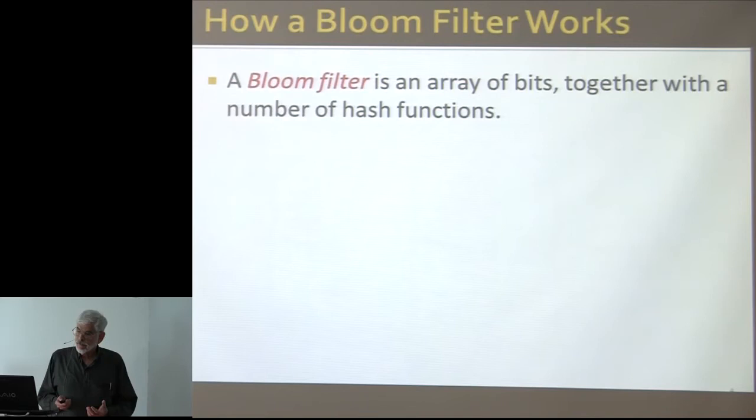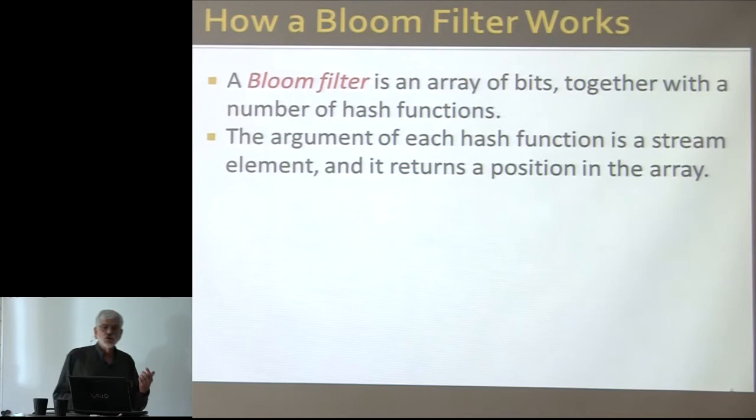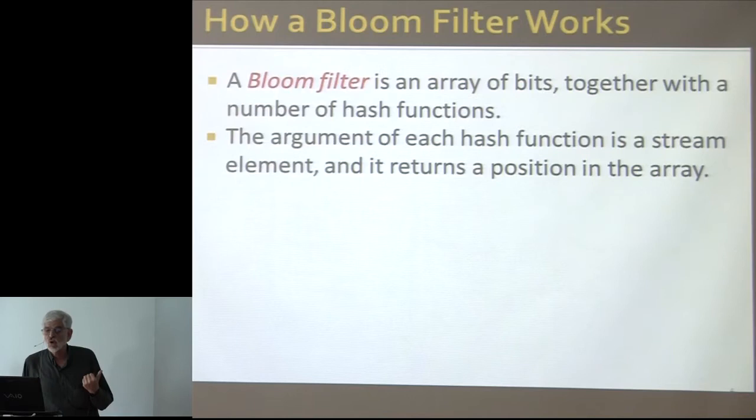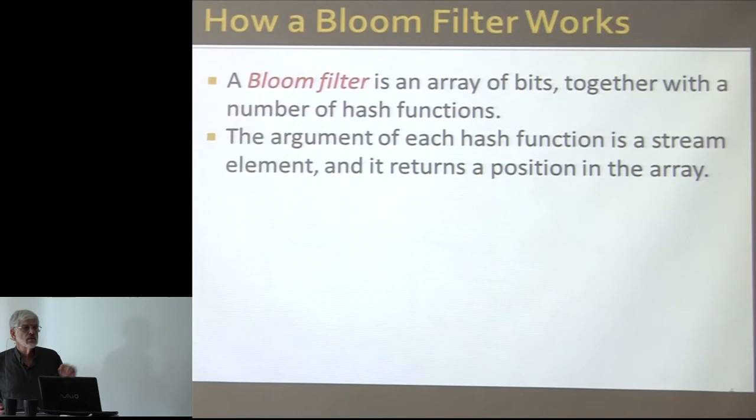Okay, so the bloom filter, you just think of it as a very long array of bits, and you have one or more hash functions. The hash function will take an element in the stream, let's say like a URL, and it returns a position in the array, presumably equally likely to return any position.